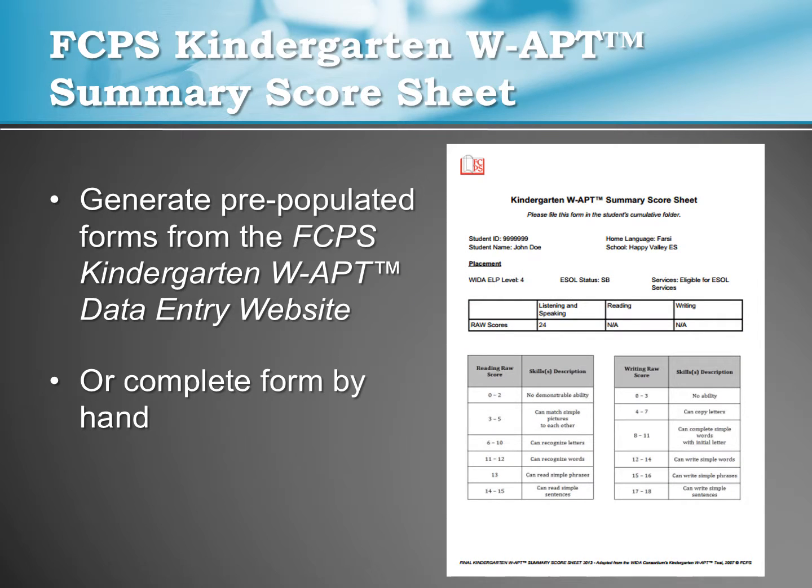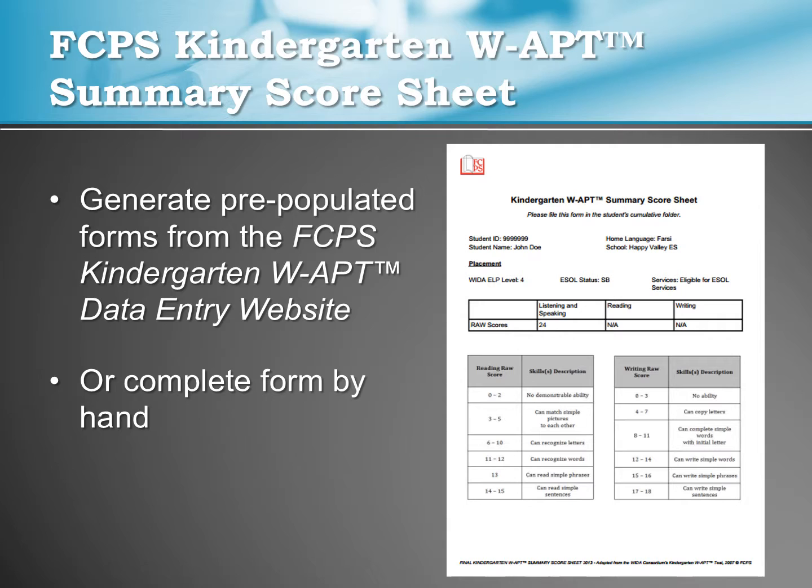You will note that FCPS uses its own Kindergarten WAPT summary score sheet. Schools have the option of generating the summary score sheet from the FCPS Kindergarten WAPT data entry website. Student demographics, raw scores, ELP level, and ESOL status will be populated for each student.